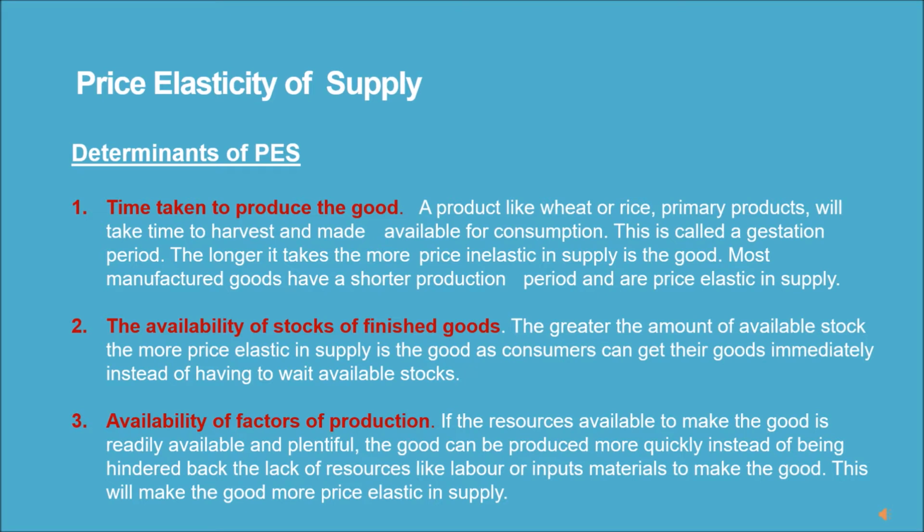2. The availability of stocks of finished goods. The greater the amount of available stock, the more price elastic in supply is the good, as consumers can get their goods immediately instead of having to wait. 3. Availability of factors of production. If the resources available to make the good are readily available and plentiful, the good can be produced more quickly instead of being hindered by the lack of resources like labor or input materials to make the good. This will make the good more price elastic in supply.